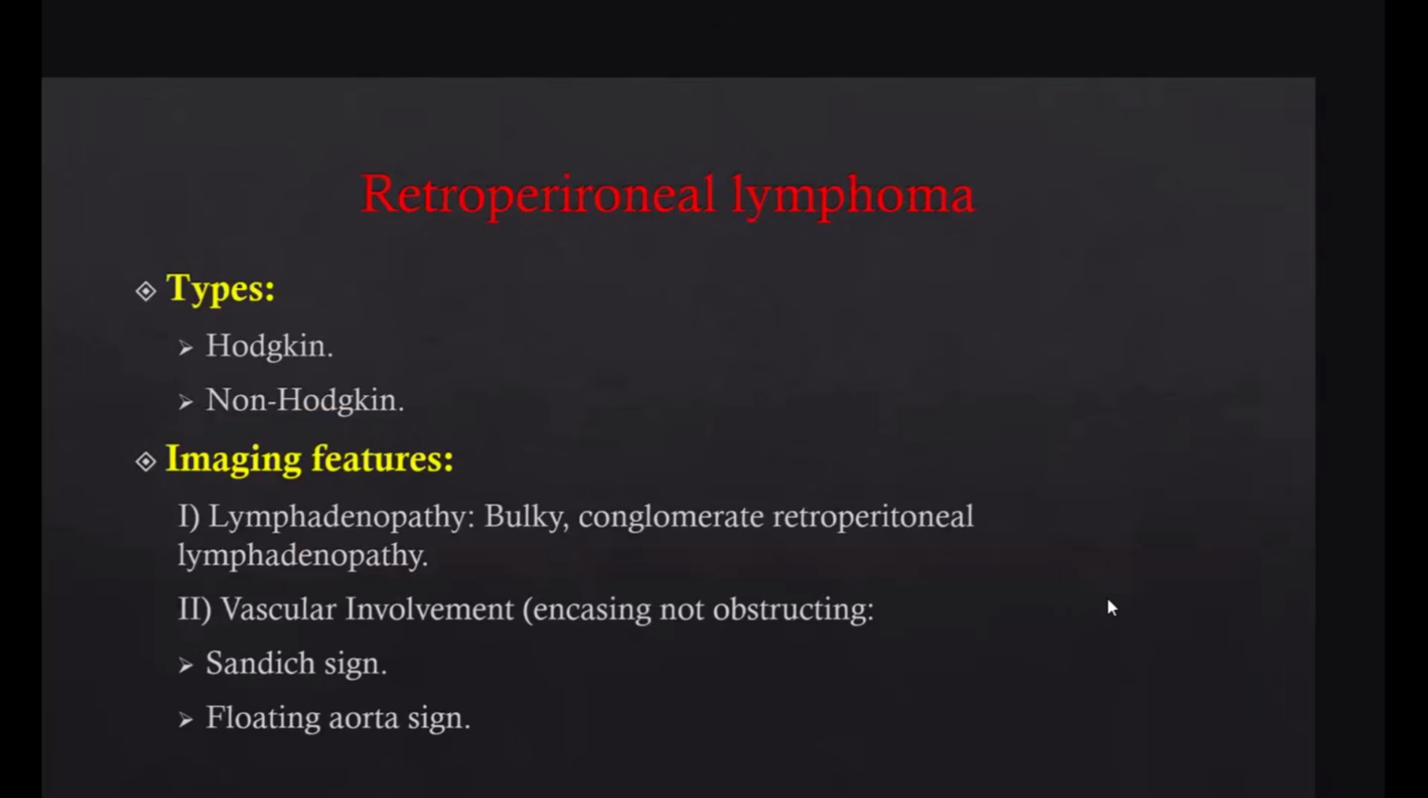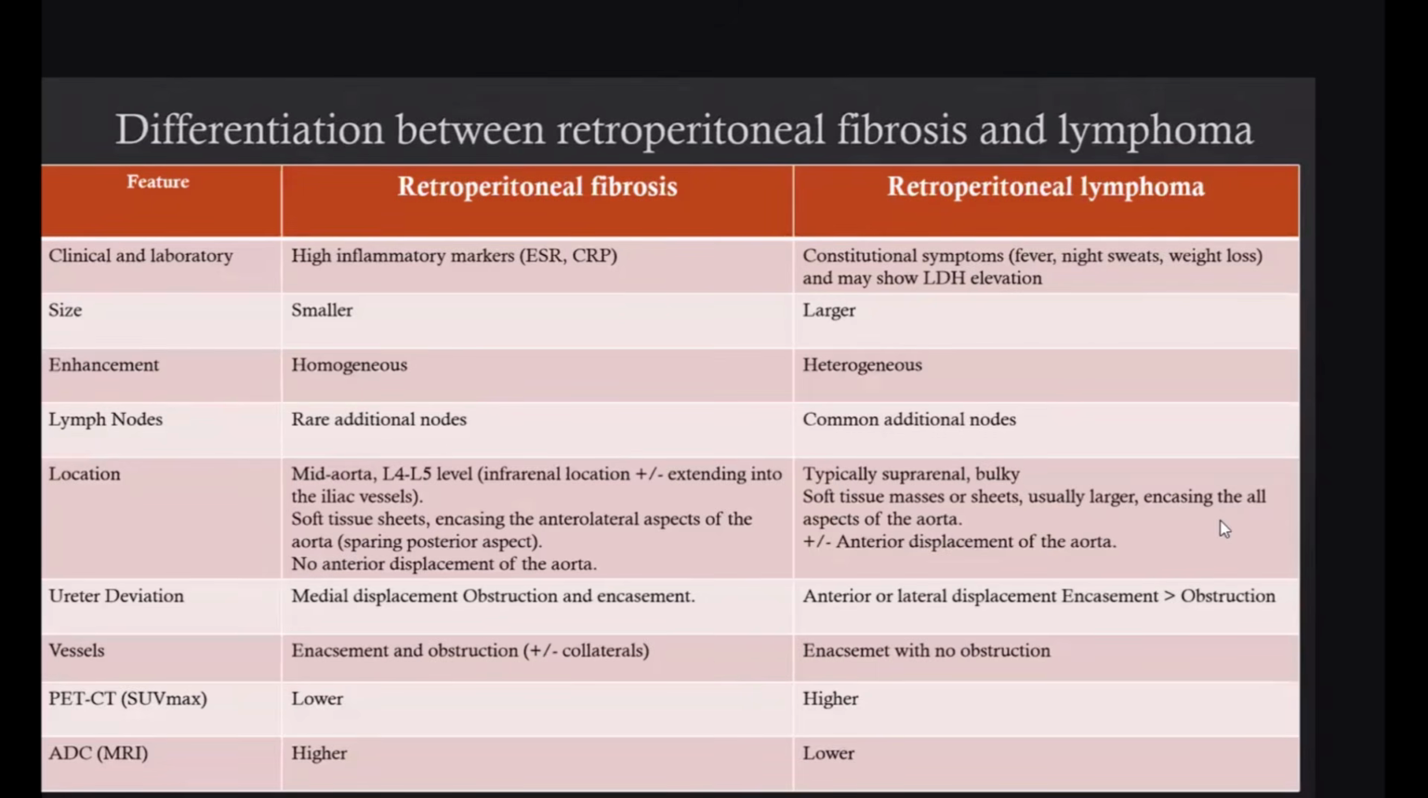Retroperitoneal lymphomas, we have two types, Hodgkin and non-Hodgkin. Imaging features: bulky retroperitoneal lymphadenopathy. Vascular involvement can cause the sandwich sign when this retroperitoneal lymphadenopathy encases the vascular structures. Floating aorta sign: the aorta will be encased by lymph nodes and displaced anteriorly, as we saw in one of our cases. How can we differentiate between retroperitoneal fibrosis and retroperitoneal lymphoma?